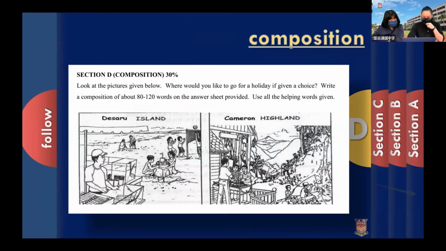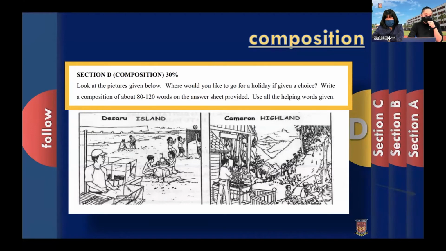Where are the instructions located? Yes. Where would you like to go? Below the section C word. Yes, you are correct. Okay. So the yellow box here is actually the instructions.